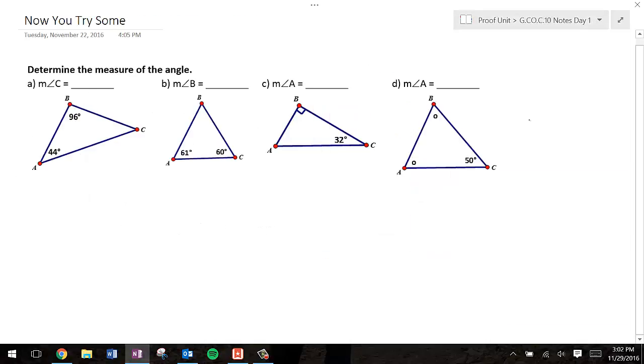Now that we've seen a couple different ways, we know that the inside of every triangle equals 180 degrees. I'm going to give you guys a couple seconds, and when we come back from the pause, all 4 of these will be filled in, knowing that we have 180 degrees as the inside measure of every triangle.